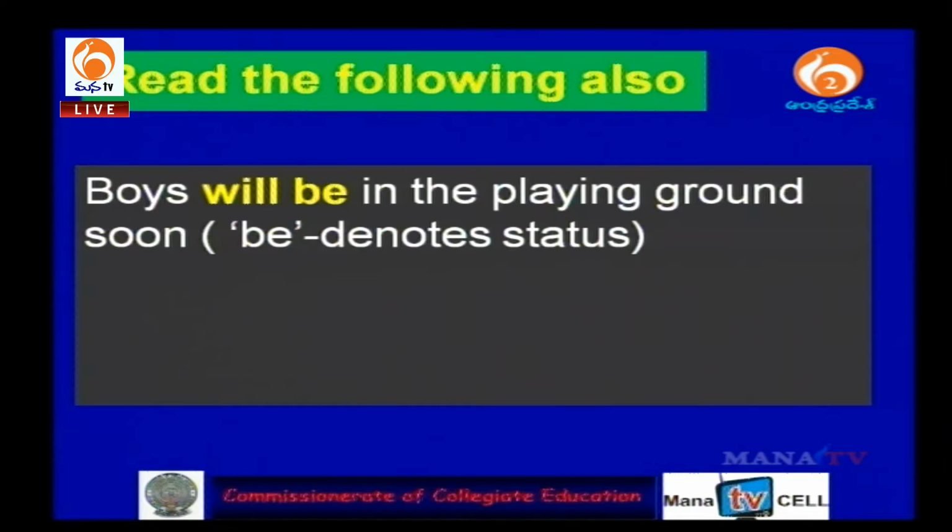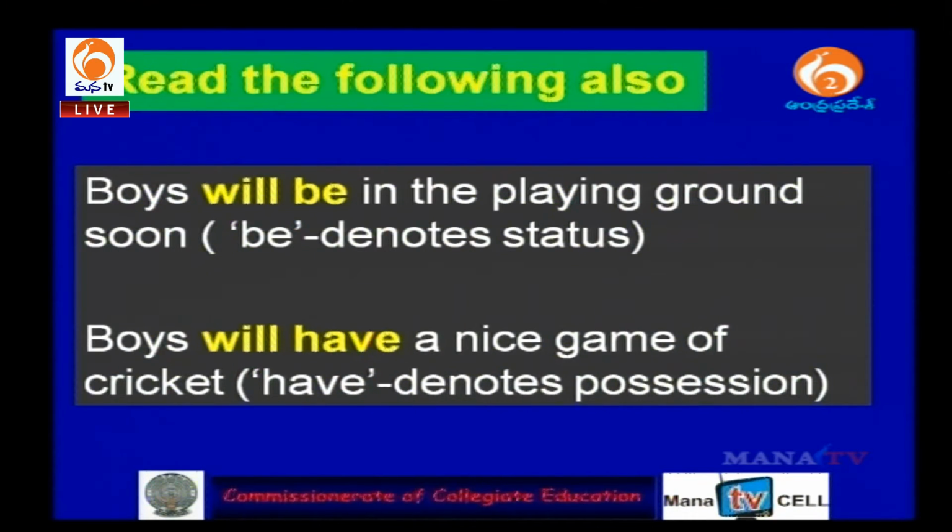Now, let us read the following sentences also. Here again we have the future time in the form of be. Boys will be in the playground soon. Here, as all of you know, be represents the status of the subject. Again, in this sentence we find boys will have a nice game of cricket. Here have denotes the possession of the subject boys. That means the verb can describe an action or status or of the possession of the subject. That means the doing of the subject, that is the action, the being of the subject, that is the status, and having of the subject, that is the possession.